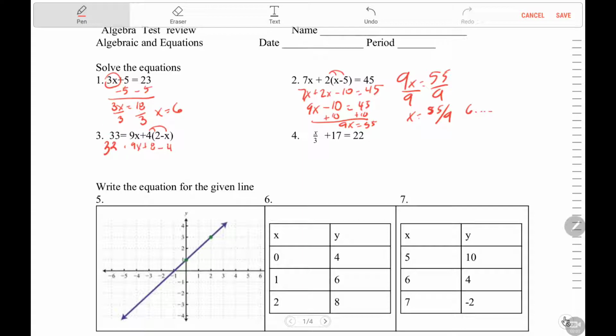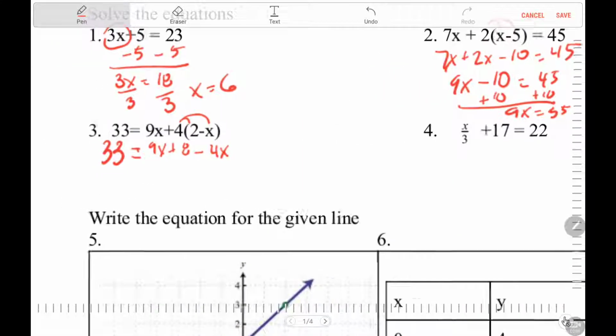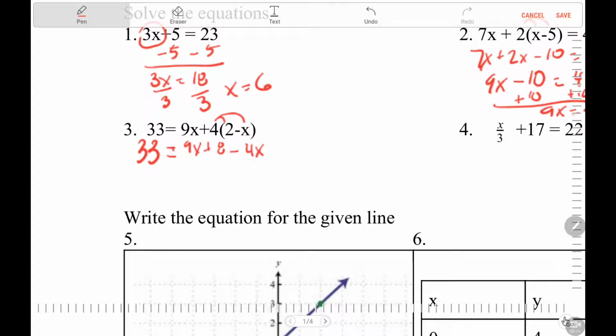All right, one thing that a lot of people miss here is they see this 9x and this minus 4x, and a lot of people add the 4x on both sides, but that's wrong. Don't do that, okay? They're on the same side, so go ahead and combine them. You've got 9 positives and 4 negatives, so what you're left with is 9x minus 4x is 5x plus 8.